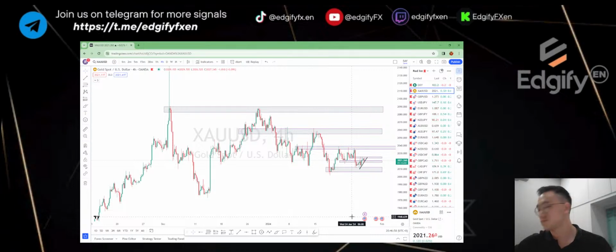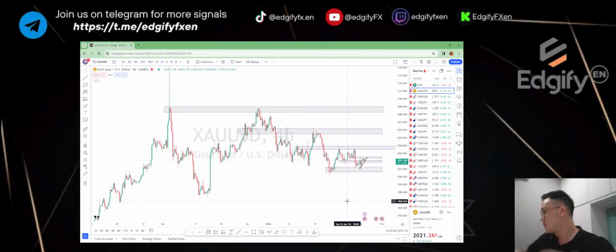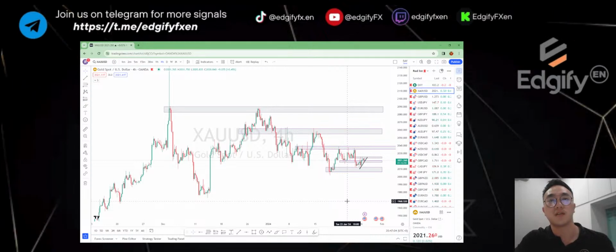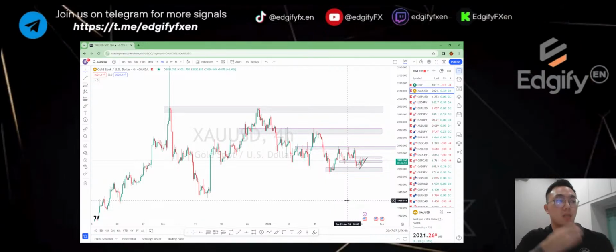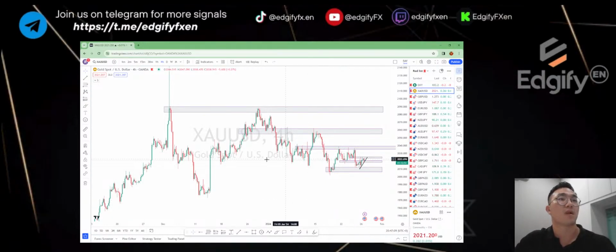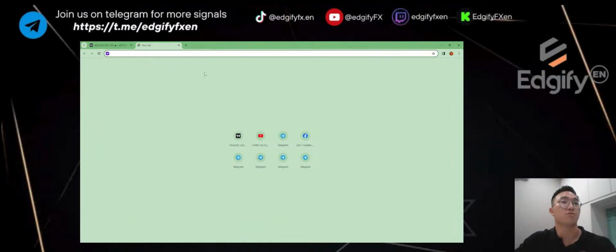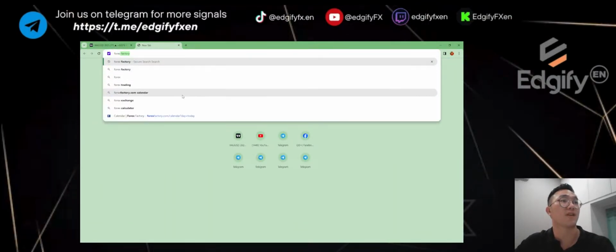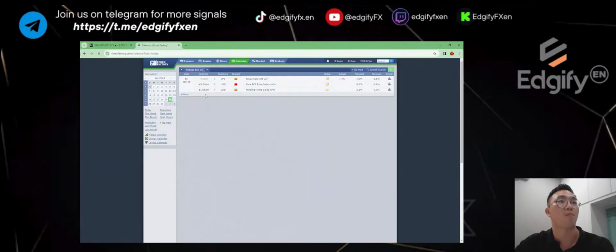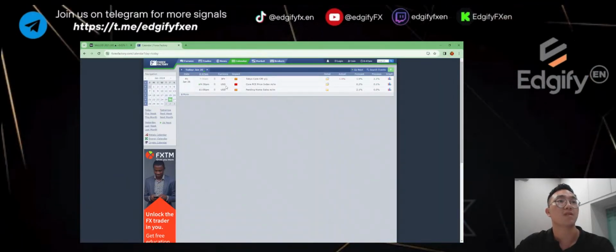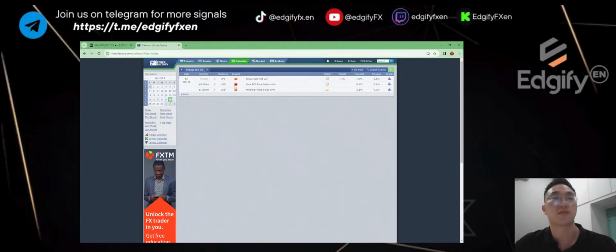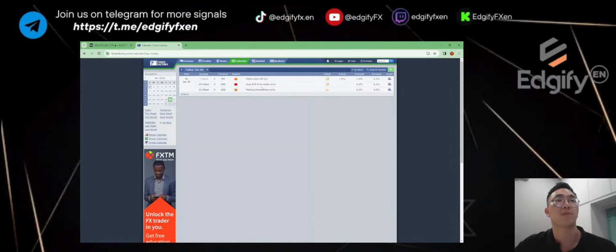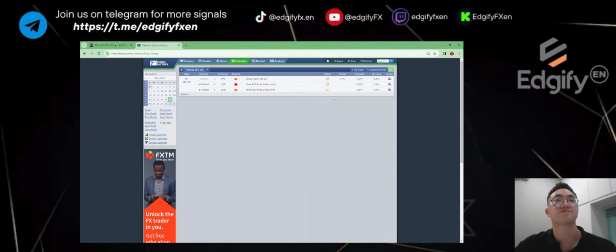So let's just do analysis for today. Today there's news. If you go to ForexFactory, later at 9:30 when the US market opens, there's this core PCE price index.